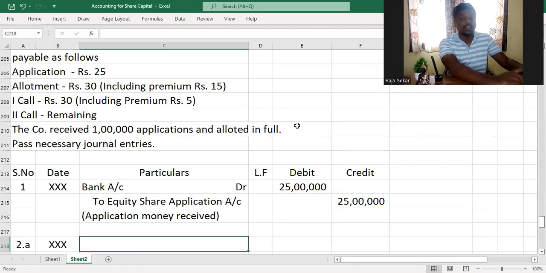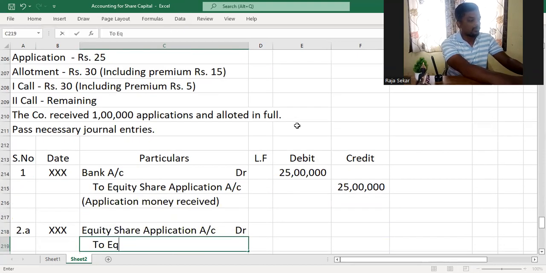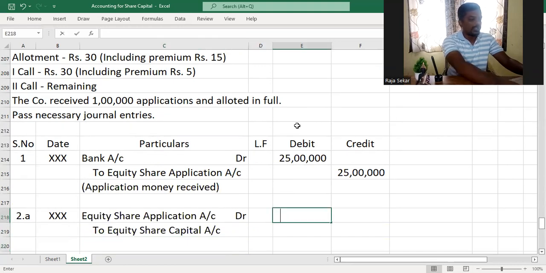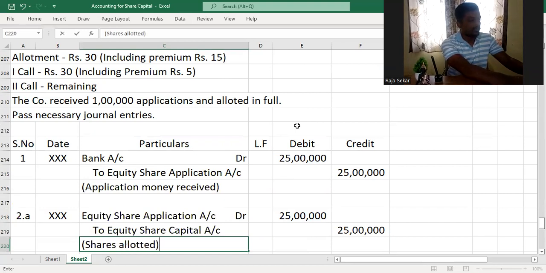The next journal entry, when there is no rejection, would be to allot shares. I mean, the event would be to allot shares. That would have two transactions. First would be to transfer the equity share application money to equity share capital account. That will be the entire amount received as we have allotted all the shares, and we only receive the exact amount of application money for the number of shares allotted. That will be shares allotted.